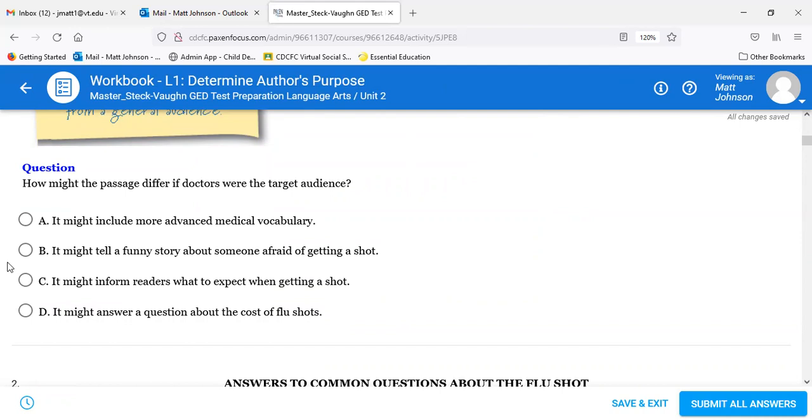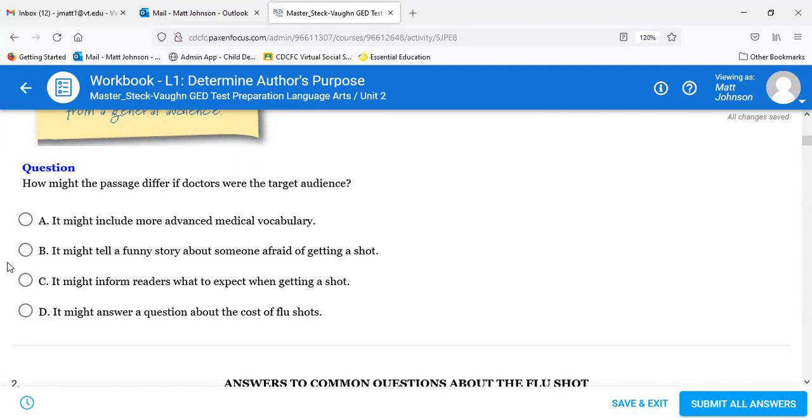How might the passage differ if doctors were the targeted audience? A, it might include more advanced medical vocabulary. B, it might tell a funny story about someone afraid of getting shot. C, it might inform readers what to expect when getting a flu shot. And D, it might answer a question about the cost of the flu shot.